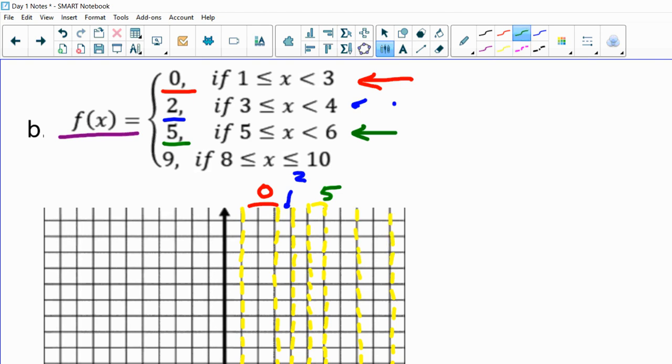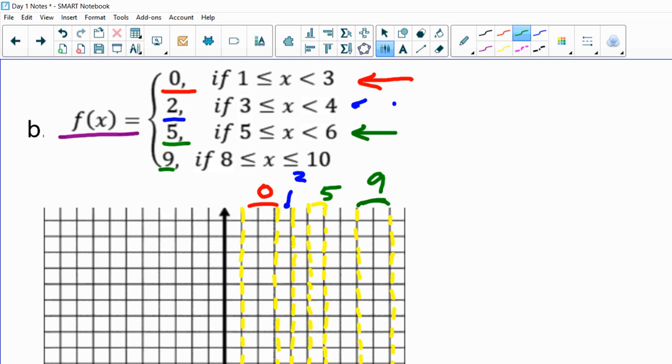So let's go between 8 and 10. Who lives there? Well, 9 lives there. So the number 9 lives between 8 and 10. Now, who lives out here? Well, the constraints don't go past 10. There's nothing that says x is bigger than 10. So nobody lives out here either.